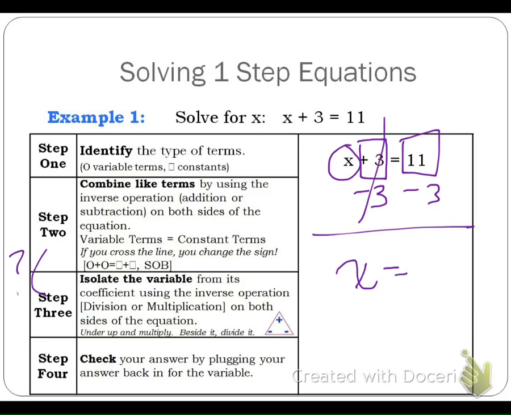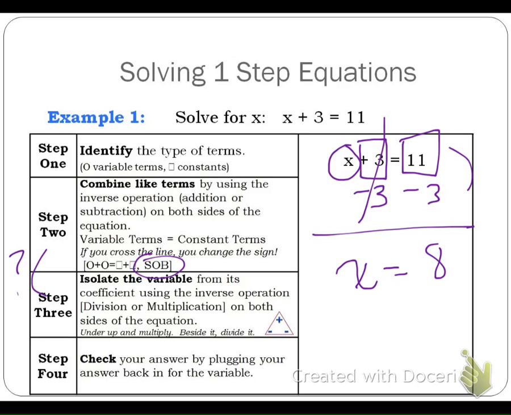So x is equal to, and when you combine, you have to remember to use SOB. 11 and a negative 3 are opposite signs, so we have to subtract. 11 minus 3 is 8, and our bigger sign wins. So it stays a positive 8. We don't have any coefficients in front of our variable except for 1. So we're done. If there's only a coefficient of 1, then you're done. x is equal to 8, but let's check our answer.